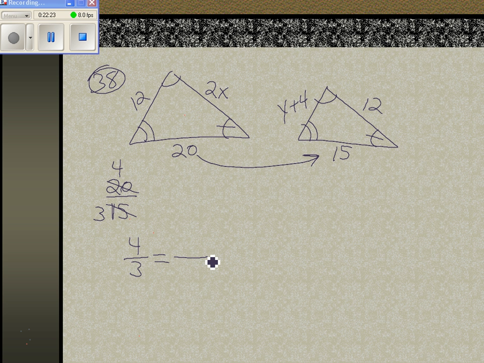If we want to solve for x first, then we're going to put 2x on top over here. What's it match up to? Multiply the extremes. What's 4 times 12? 48. Multiply the means. What's 3 times 2x? Divide by 6. So what's x equal? 8.